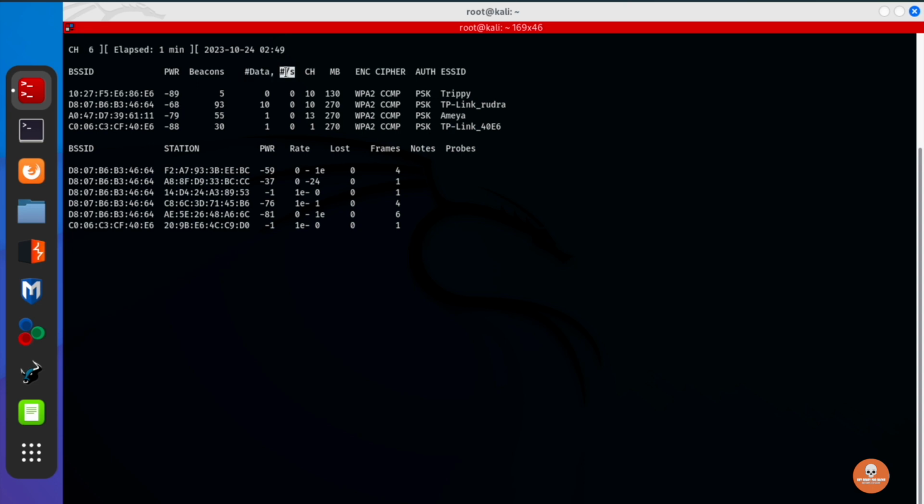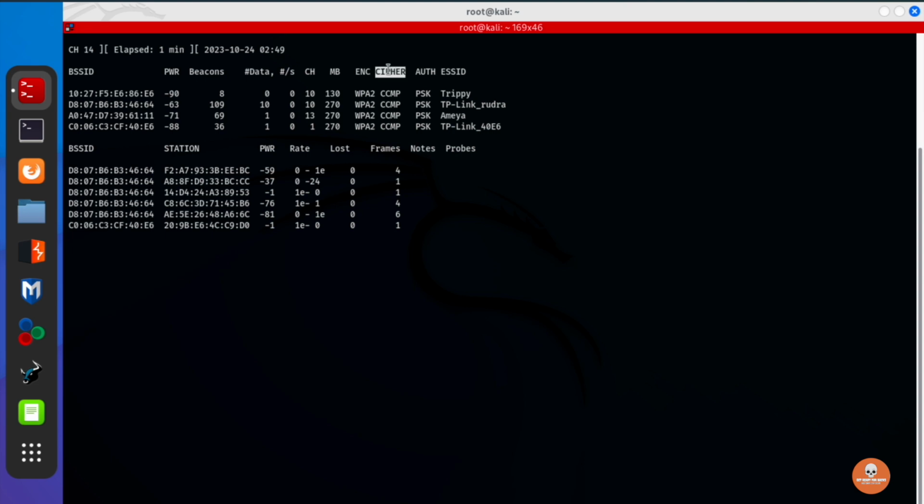#/s, the number of data packets collected within the past 10 seconds, providing an insight into network activity. CH, denotes the channel on which the network adapter is operating. MB, reflects the maximum speed that the adapter can offer for data transfer. ENC, indicates the encryption type used by the network, for example WPA, WPA2, OPN, WEP, etc.